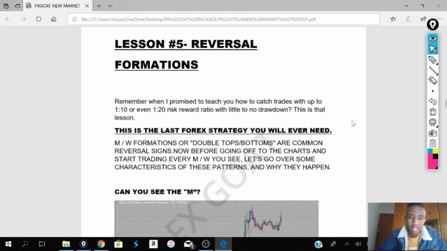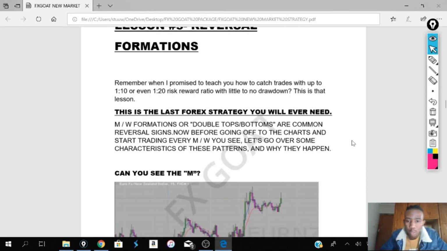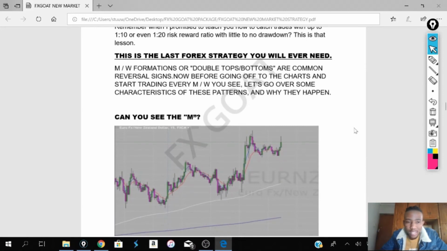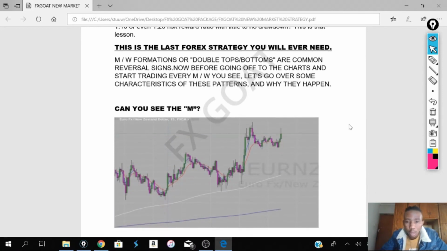Okay, guys, this is lesson 5, the reversal formations. Okay. Remember when I promised to teach you how to catch trades with up to 1:10 or even 1:20 risk reward ratio with little to no drawdown? This is that lesson. This is the last Forex strategy you will ever need. Why? Double tops or bottoms are common reversal signs. Now, before going off to the charts and trading every M and W, let's go over some characteristics of these patterns and why they happen, okay?